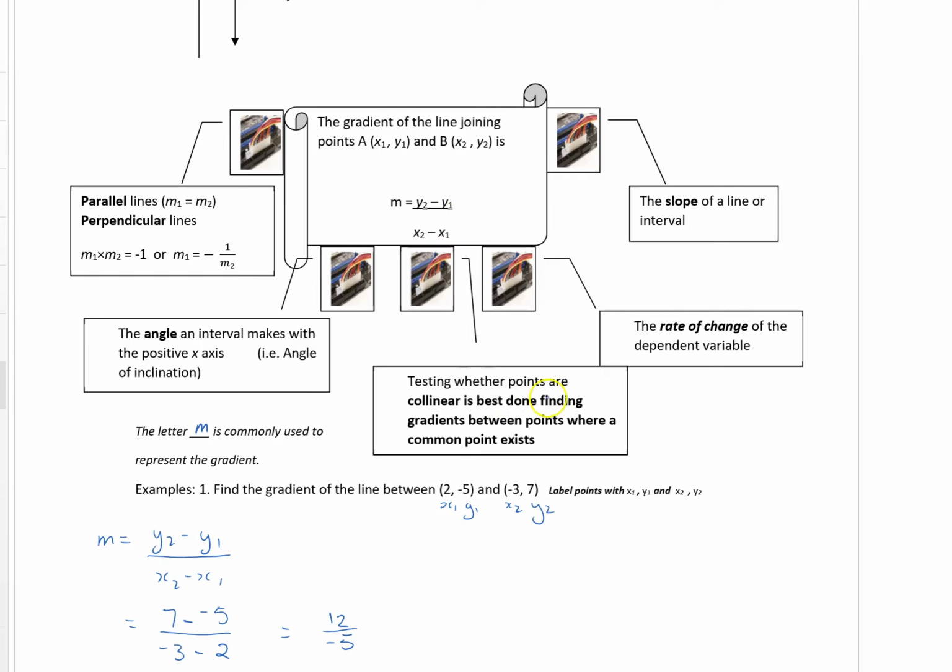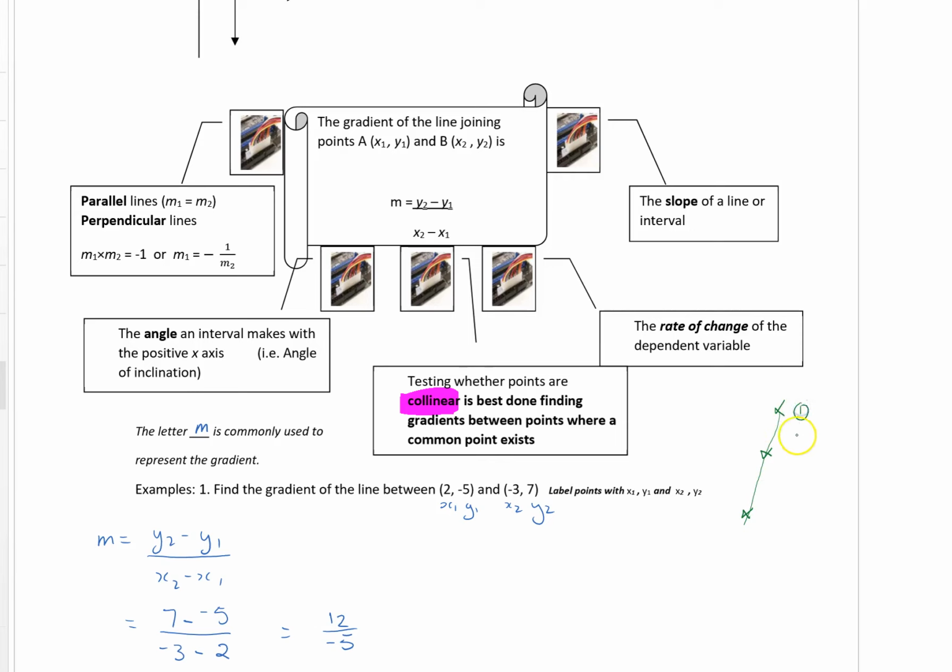Things like testing whether points are collinear. Now that's fairly random, isn't it? Collinear. What's collinear got to do with gradient? But if you think about it, points will only be collinear. So these 3 points are not collinear. Collinear means existing on the same straight line. These 3 points are not collinear. However, these 3 points look fairly well like they would be collinear. They sit on the same line.